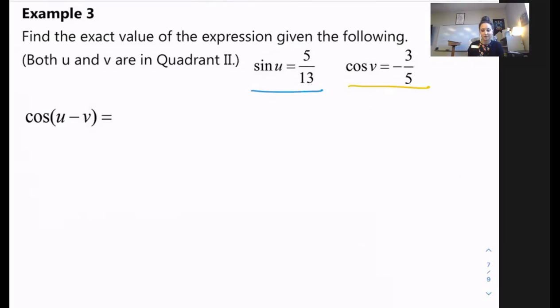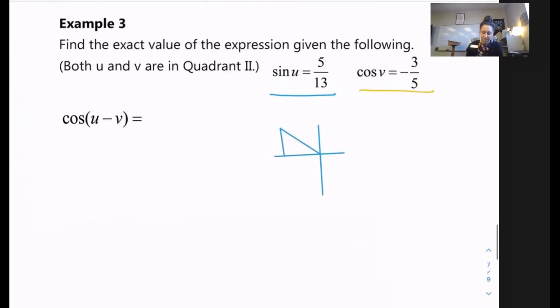Notice that our note says they're both in quadrant 2. So I am going to draw a triangle here in quadrant 2. It is not drawn to scale. That does not matter. And here I'm going to make sure I label this first reference angle as u. And I know sine is opposite over hypotenuse, and then the remaining leg, if you use the Pythagorean theorem or if you know your Pythagorean triples, you'll get 12 here. Now, do you want that to be positive 12 or negative 12? That would be negative 12 because you're going to the left, correct?